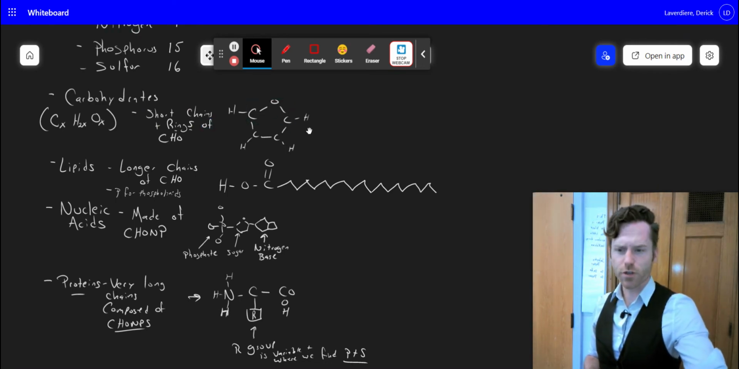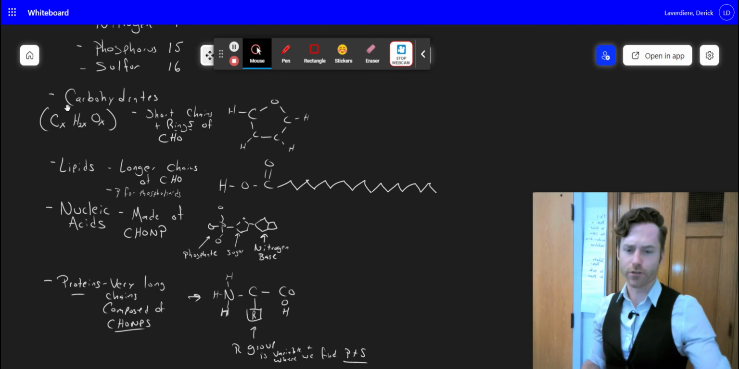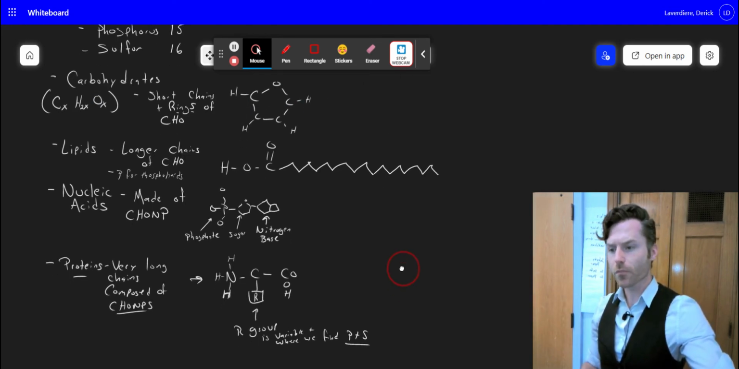So these ring structures, and you can link the ring structures up into longer chains, but that's the basics of carbohydrates. There's a generic formula for carbohydrates. It's CxH2xOx. Right? I could plug in a 3 here. It would be C3H6O3. That's a generic carbohydrate formula. Okay? Tiny balls of CHO.